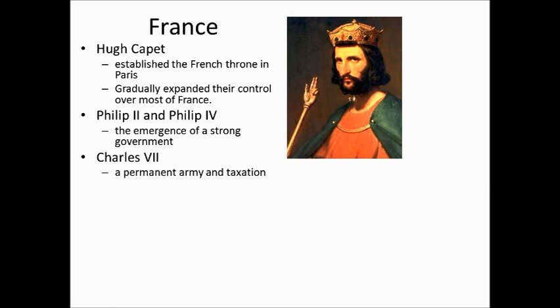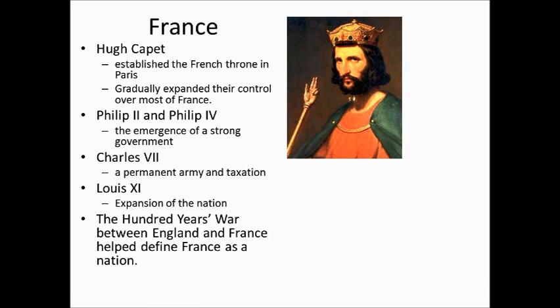Finally, Charles VII will be the first king to establish a permanent army and taxation. And then you get Louis XI, who, of course, expanded the nation to its current borders, or close to that.